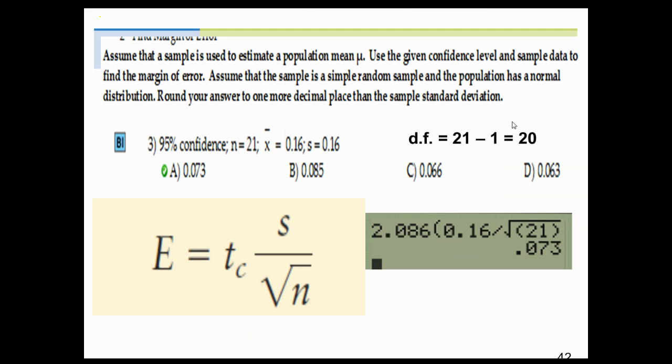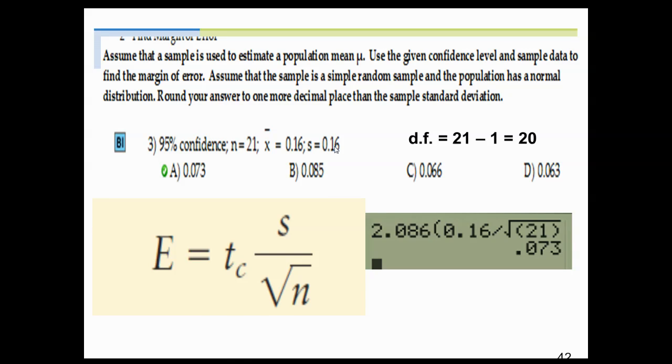All right, this one here simply wants the error. That's all we want. I don't want the entire interval, but there's a formula for error. I'm looking for a 95% confidence level. My n value is 21. My x bar is 0.16, which will play no part because in finding error, x bar is not part of the error formula. The standard deviation of the sample is 0.16.